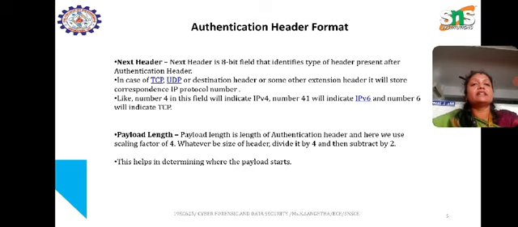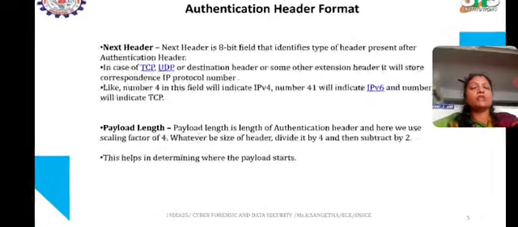So next header is an 8-bit field that identifies type of header present after the authentication header. So in case of TCP, UDP or destination header or some other extension header, it will store the corresponding IP protocol number. For example, if it contains 41, it will indicate IPv6, and a number 6 will indicate TCP. 4 indicates IPv4. So next one is payload length.